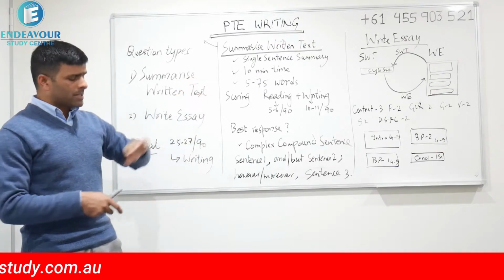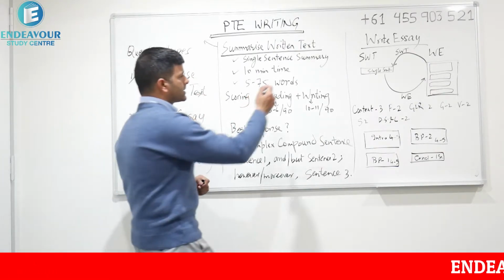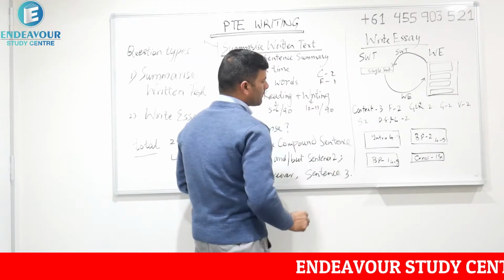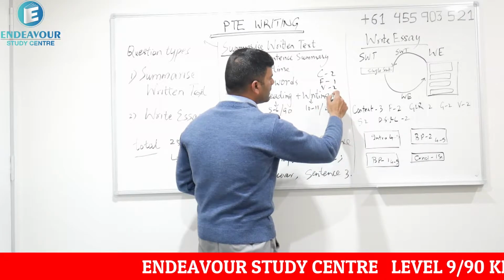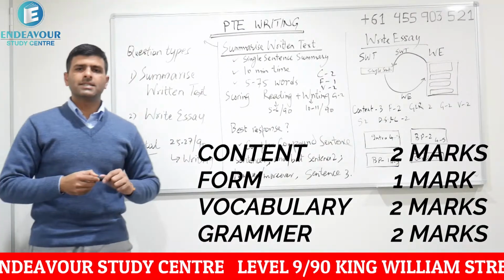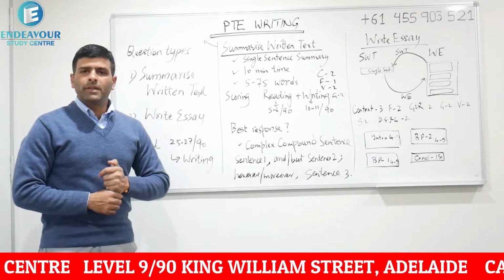So in summarize written text you have 4 scoring criteria. First one is content, where you have 2 marks, then you have form, where you have 1 mark, then you have vocabulary, 2 marks, and then you have grammar, 2 marks. So one question contains 7 points in total. You get 2 to 3 of them in the exam.